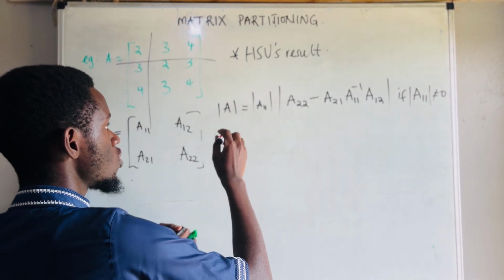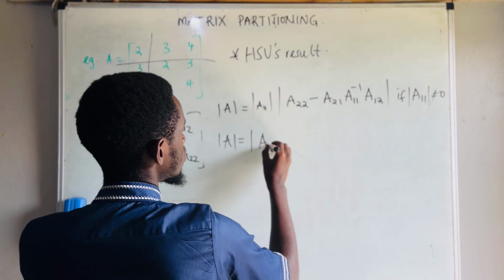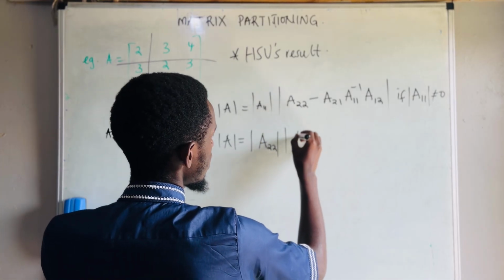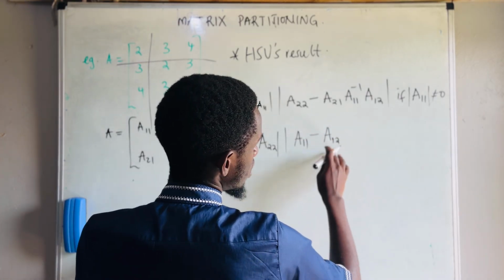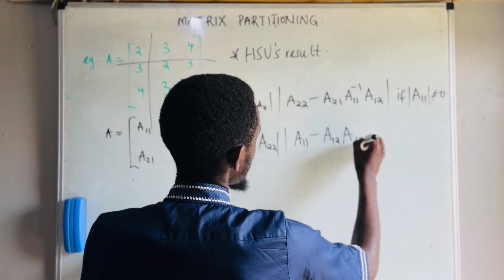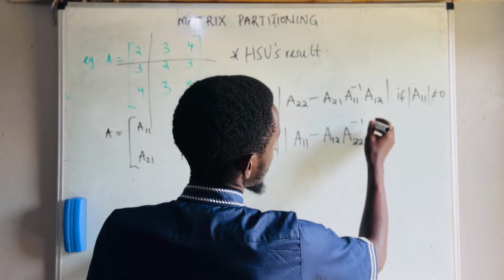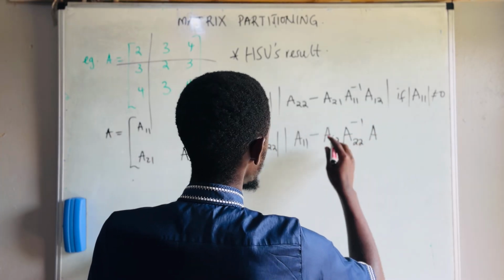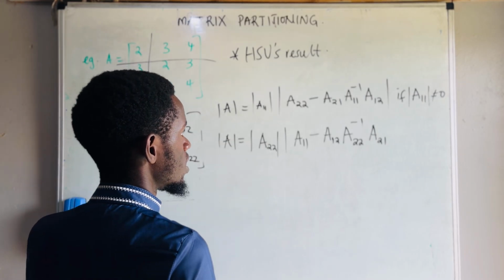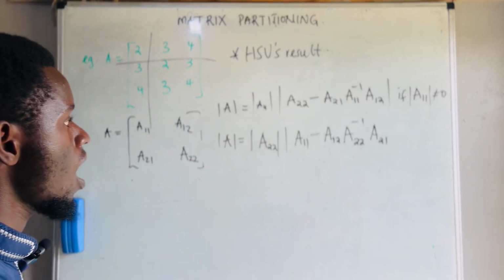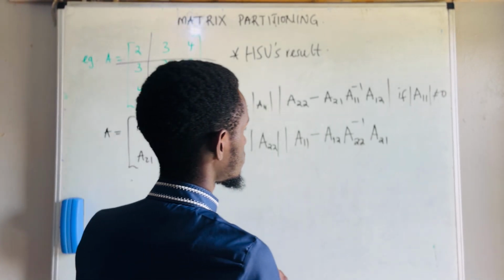Or if it is equal to 0, our determinant of A is going to be the determinant of A2 times the determinant of A1, minus A1 times the inverse of A2 times the matrix of A1, like that. Are we okay on that point? Yes, we are okay on that point.